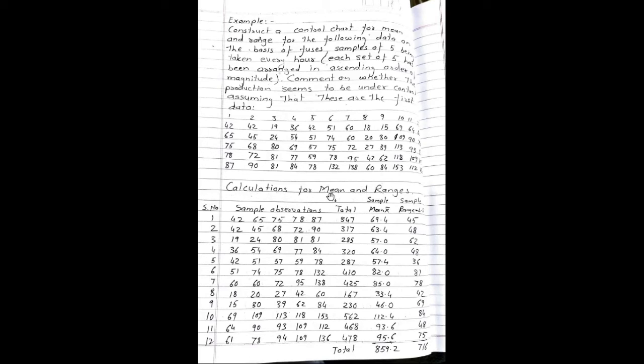Now for the calculations of mean and range, we will rewrite the data in this format. Sample observations, serial number: these are the sample numbers, and these are the observations which we already have seen in the problem statement. So we will write the first sample as 42, 65, 75, 78, 87. We have to take the total of these 5 observations. The total is 347 and we have to find the mean. So 347 divided by 5 will give us 69.4.